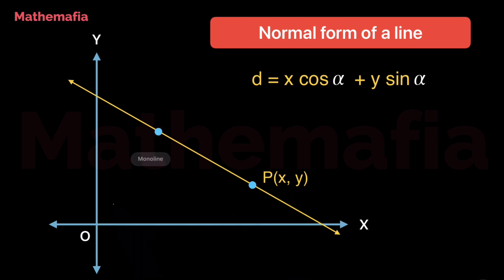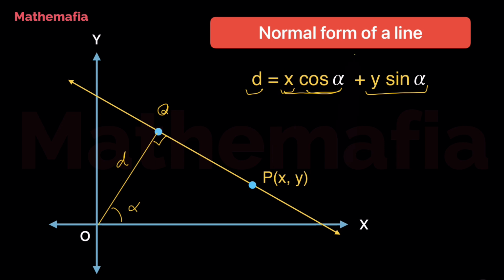Now let's draw a perpendicular from the origin on this line, OQ. So this is perpendicular on this line, and let's say OQ distance is d. Then d is equal to x cos alpha. Alpha is the angle that this perpendicular is making with the x-axis. Then d is x cos alpha plus y sin alpha. So this is known as the normal form of a line.